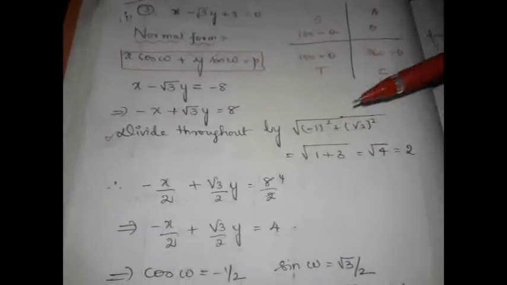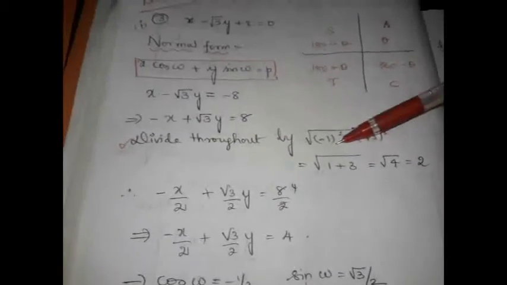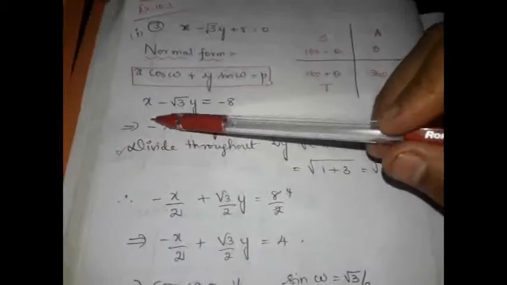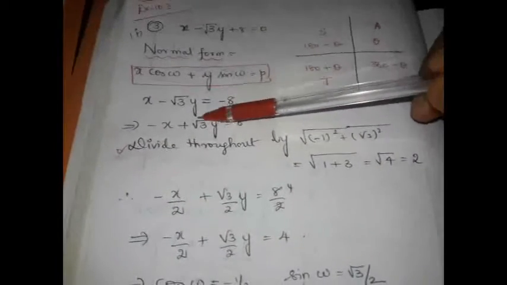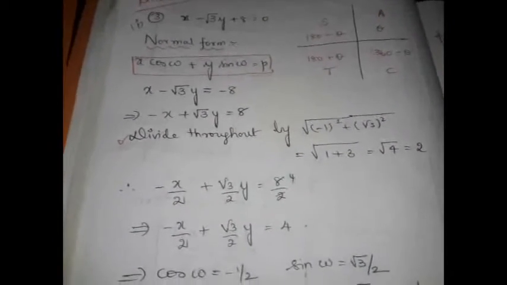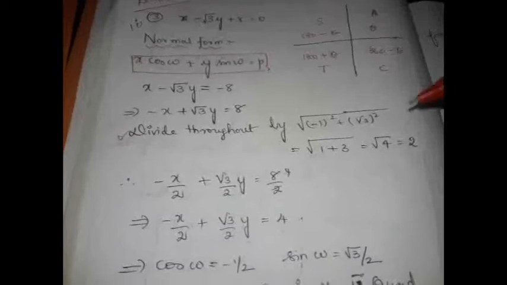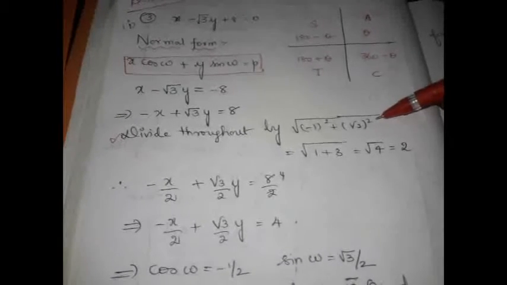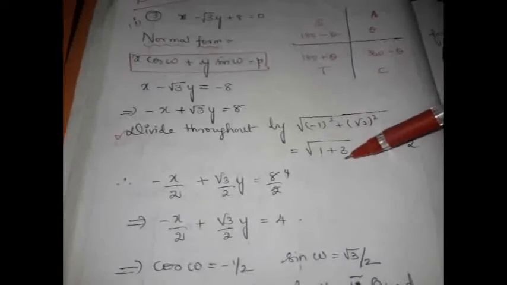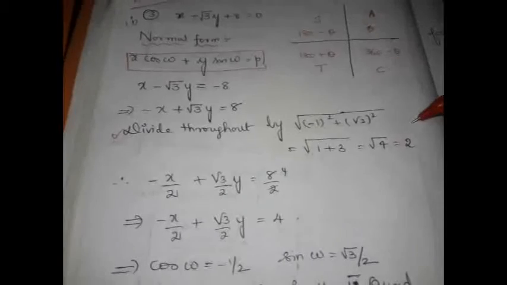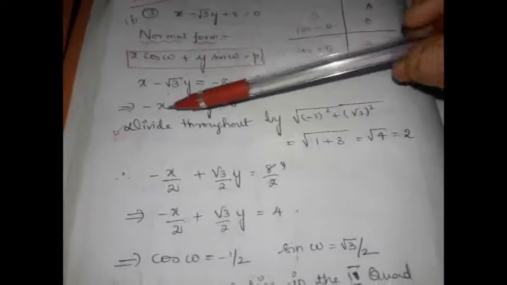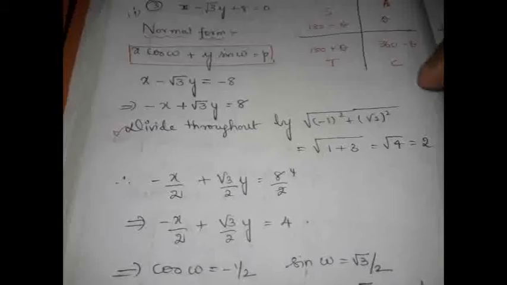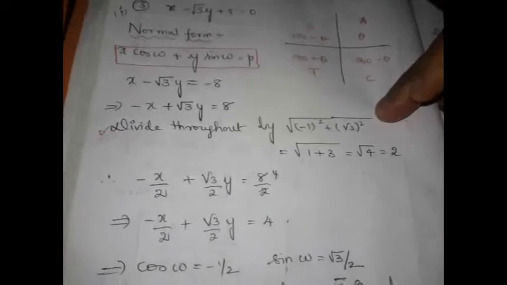We are going to divide throughout by square root of a square plus b square. What is a? Coefficient of x, and what is b? Coefficient of y. Alright. So minus 1 the whole square plus root 3 the whole square, which is going to be 1 plus 3, which is 4, and the square root of 4 is 2. Now we need to divide throughout the equation by 2.